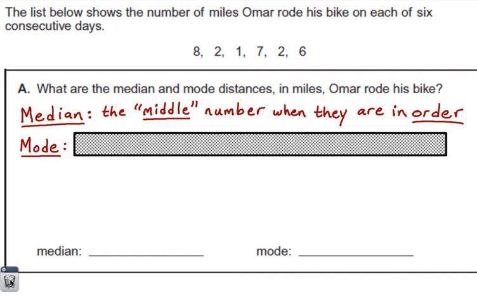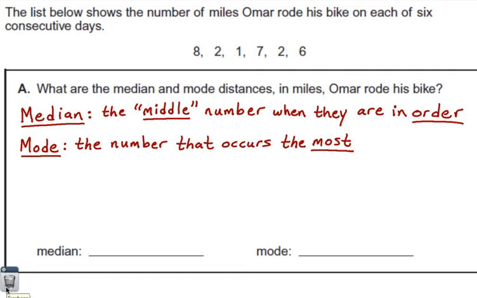And the mode, what does the mode mean? The mode is the number that occurs the most. So how are we going to find the median? Well, we've got to put these in order, from least to greatest.